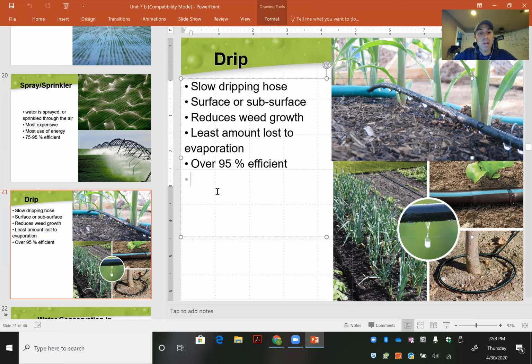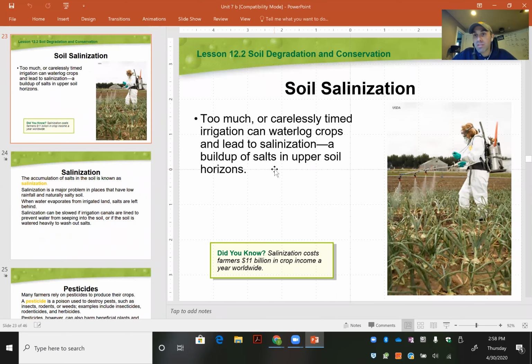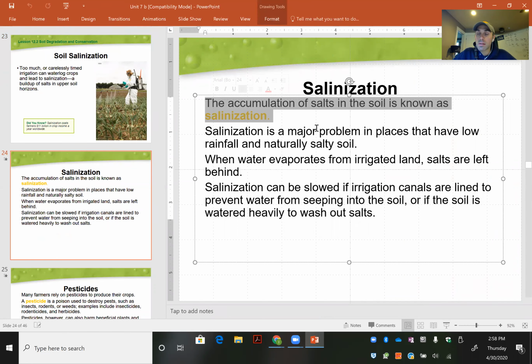All right, number 8, what exactly is soil salinization? Now, salinization pretty much means salt. So soil salinization is the accumulation of salt in soil. And this occurs from overwatering. Remember, fresh water, even though it's fresh, still has salt in it. And the more we water, the more salt that's deposited into the soil.